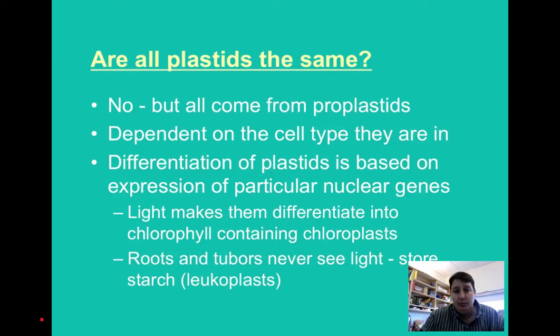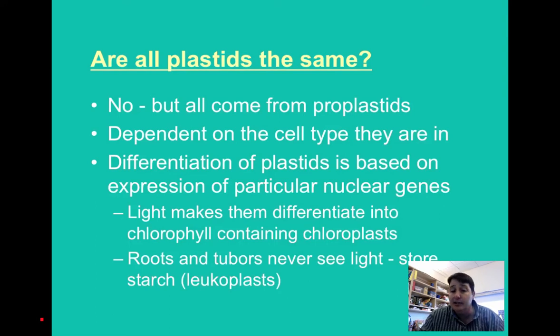We began talking about this, so chloroplasts are one type of plastid, and we have multiple different kinds of plastids, and they all come from something called a proplastid. So a proplastid is a plastid that doesn't know what it's going to become. It could become this kind of plastid, or it could become this kind of plastid. What's interesting about that is the differentiation of those plastids depends on the expression of genes that are in the cell. And so light makes one kind of plastid into a chloroplast.